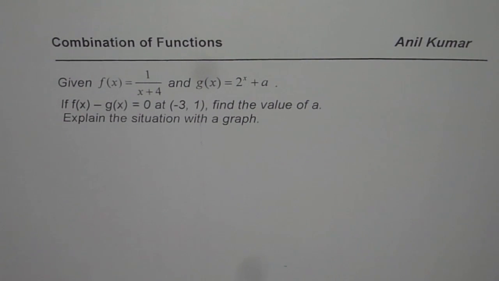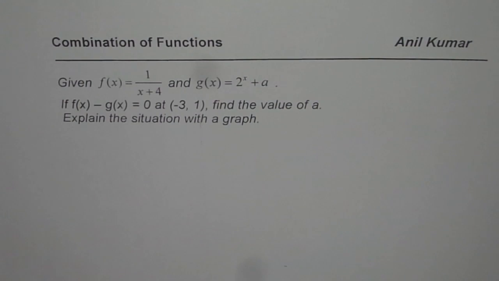Given f(x) = 1/(x+4) and g(x) = 2^(x+a), if f(x) - g(x) is 0 at (-3, 1), find the value of a. Explain the situation with a graph. So that is the question before you. Let us try to understand what we are saying.